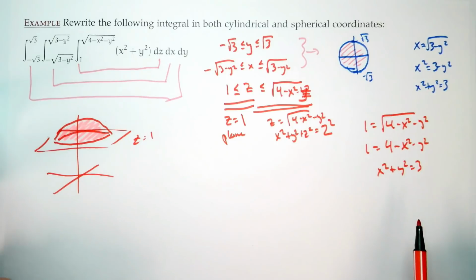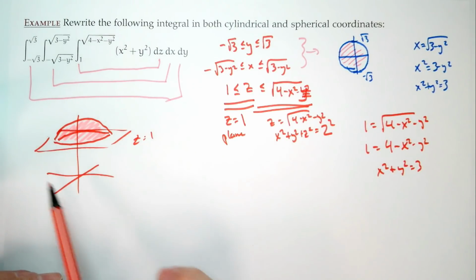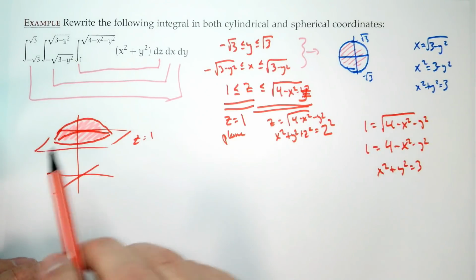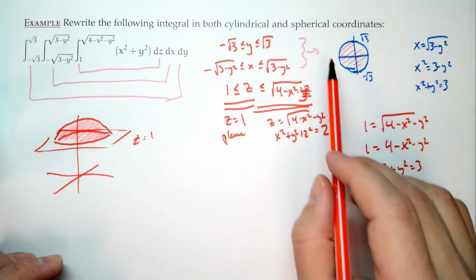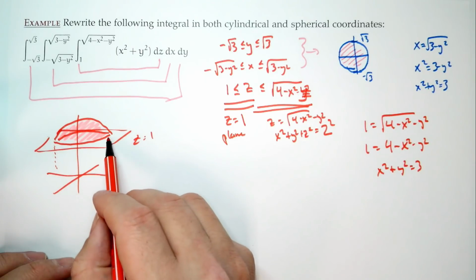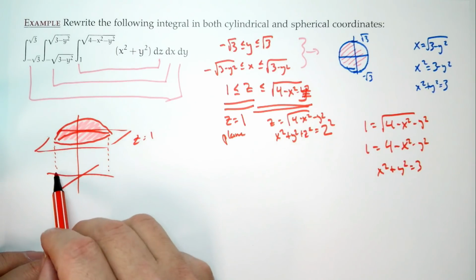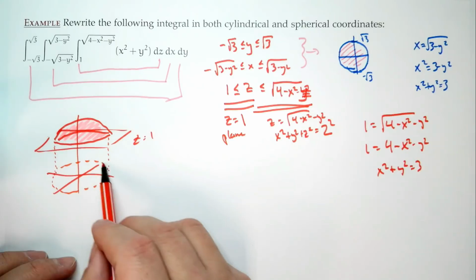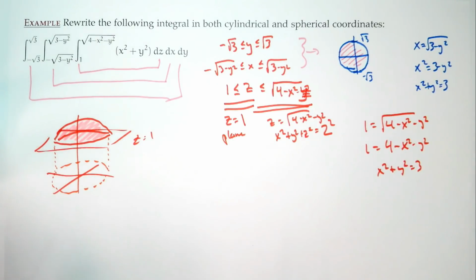All right, time to finish up the problem. Now, what have we figured out? We figured out our basic shape, and we figured out our region in the xy plane. Remember, this part right here is what you're going to see if we look from above. If you were to drop down this shape here, you'd see this part right there.